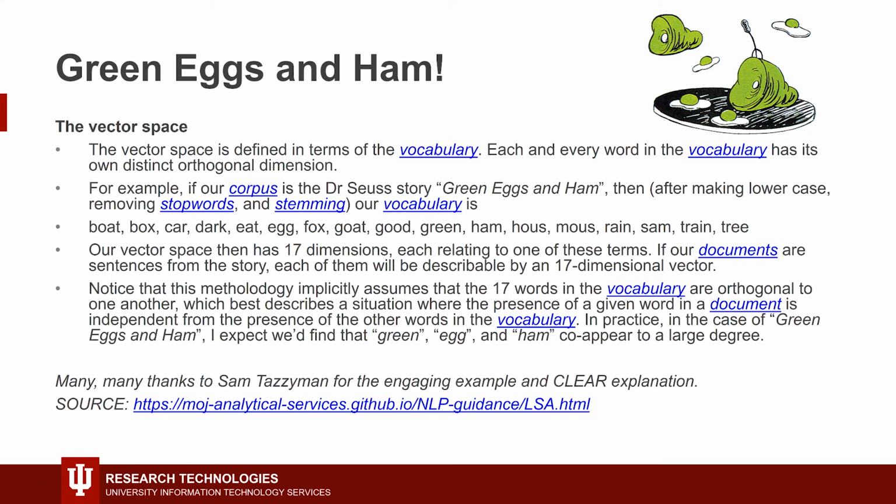So the space now has 17 dimensions, each relating to one of these terms: boat, box, car, dark. If our documents are sentences from the story, the way they've chunked it, and chunking is another really important idea, is by sentence, then each of them will be describable by a 17-dimension vector. I think this last part we can actually leave for a little bit.